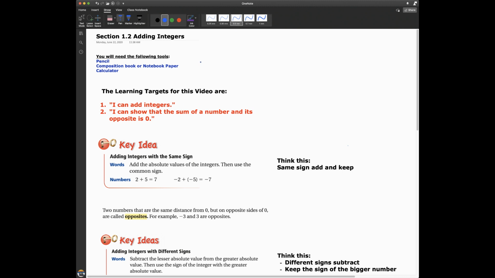Okay, you're going to need the following tools as always. You need a pencil, composition book, or notebook paper so that you can take notes, and you don't need a calculator for this one, but it's always good to have one handy because you never know.